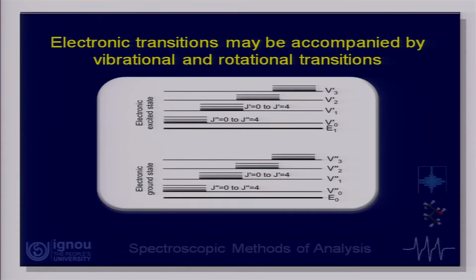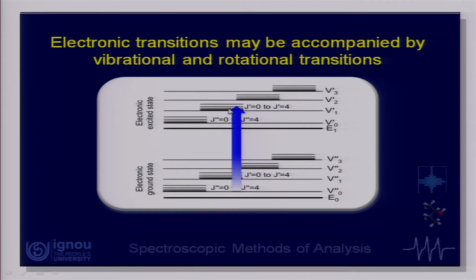Another possibility is that in the case of molecules, suppose I give energy in the UV or visible region. What do we see here? To begin with, our system is at E0, the ground electronic state, and within E0 it is in the V prime or V0 level. When I have given energy, the system has gone to the E1 level, that means there is an electronic excitation. Simultaneously, it has come from V0 to a V1 level, so there is a vibrational excitation as well.